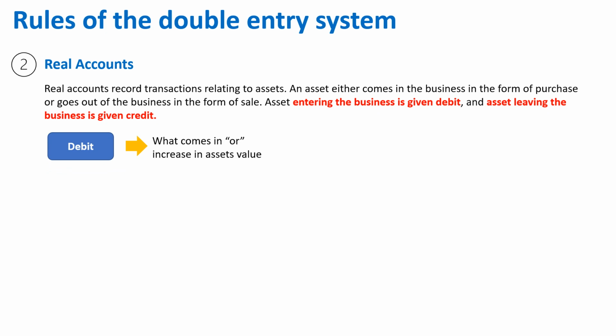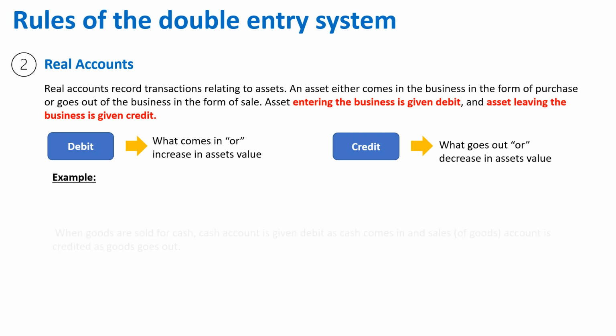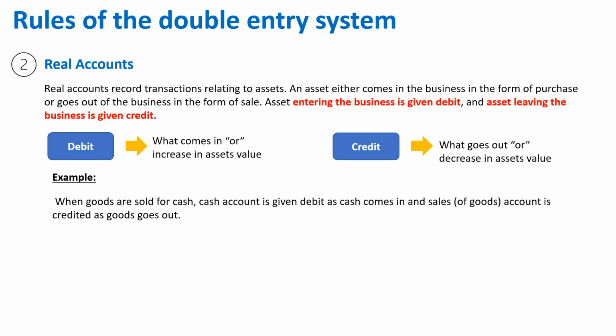Wherever there is an increase in asset value, that asset has to be debited. On the other side, what goes out is credit, and if there is any decrease in asset value, then the asset has to be given credit. Let's take an example. When goods are sold for cash, the cash account is given debit as cash comes in, and the sales goods account is credited as goods go out.